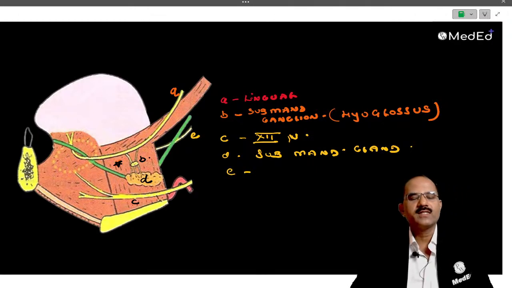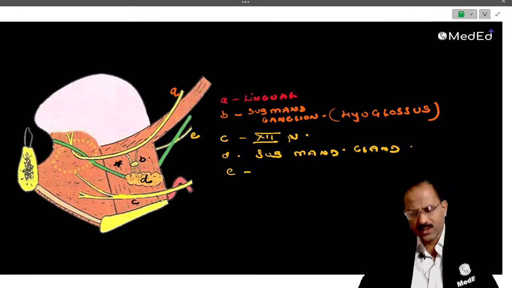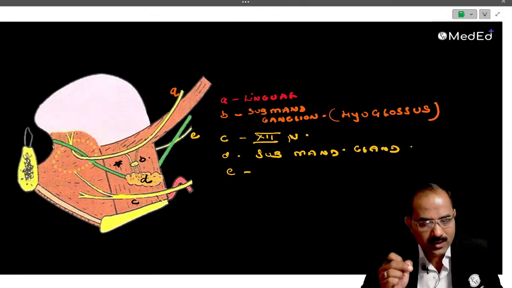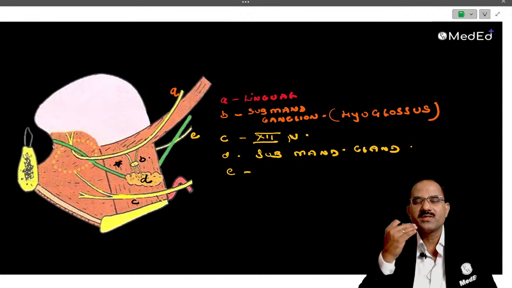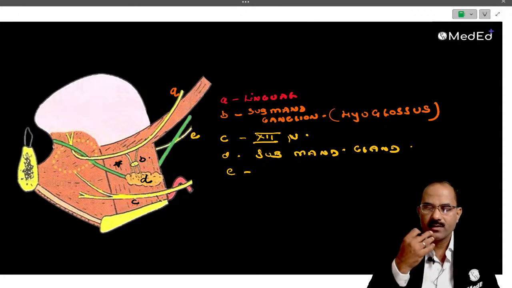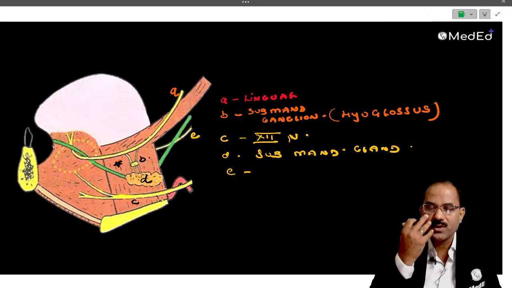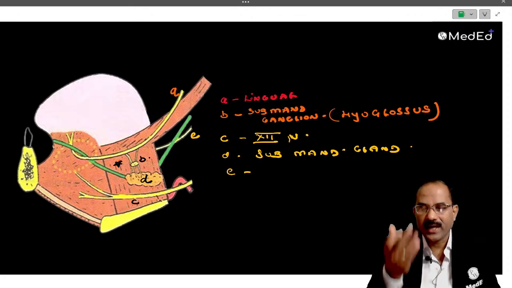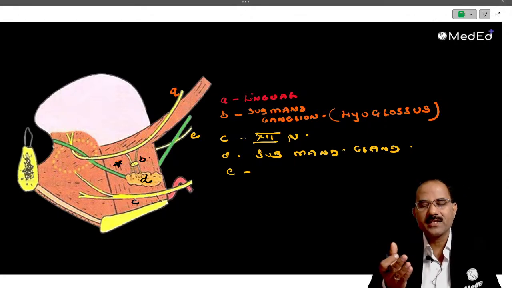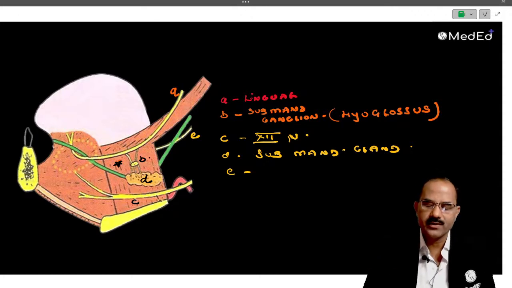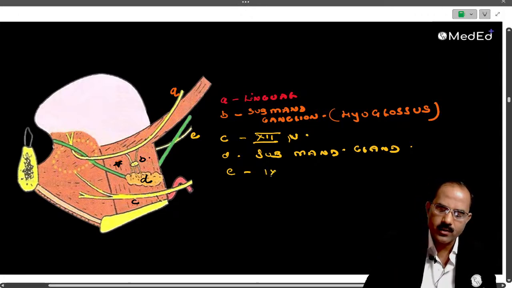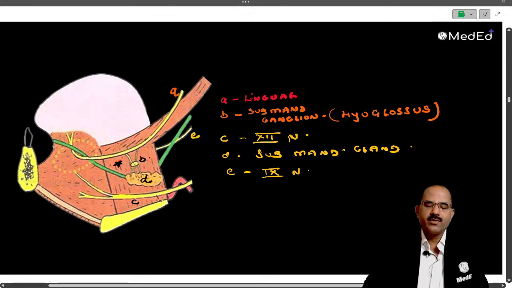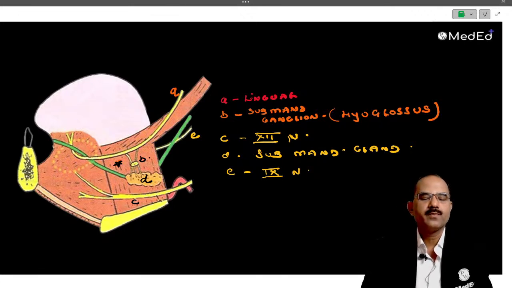Can anyone tell me what E is? E is a nerve, and this nerve goes deep to the hyoglossus. It supplies sensation to the palate, and it also supplies the posterior one-third of the tongue. What is that nerve? E is the glossopharyngeal nerve. I hope this is clear to all of you. All the structures are clear.